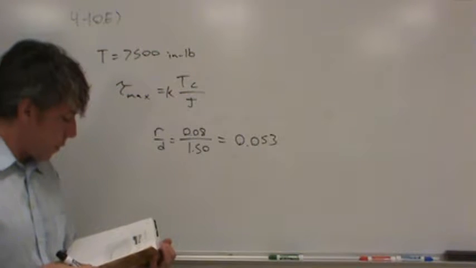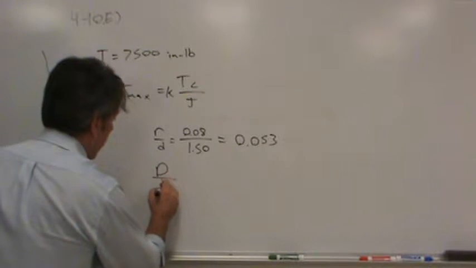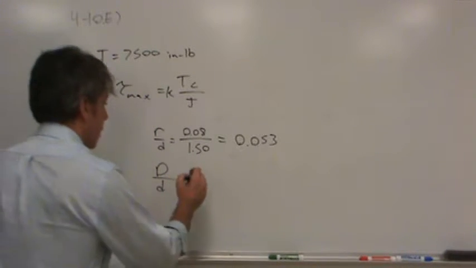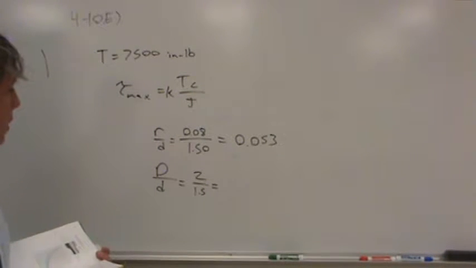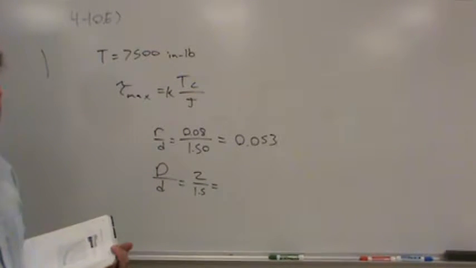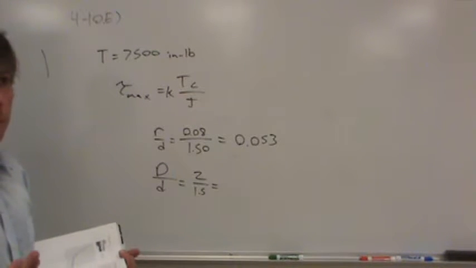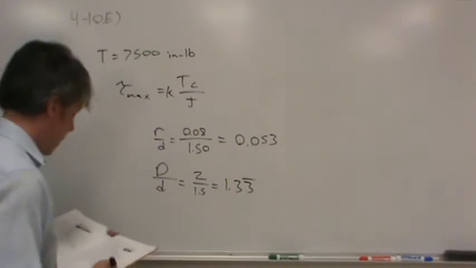So 0.053. And then to figure out which curve we're on, we need to take the larger diameter over the smaller diameter. And the larger diameter was 2 inches. So 2 over 1.5. I should be able to do that in my head, but I can't seem to think. It's 4/3. I should know 4/3. It's 1.33 repeating.